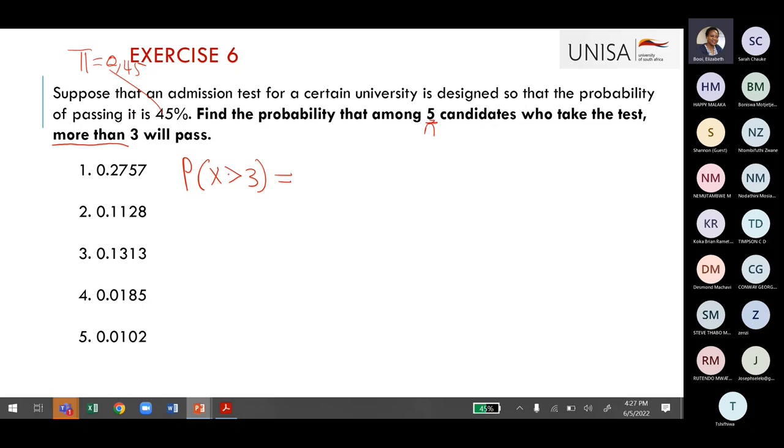If n is 5 and this says greater than 3, it means we need to find the probability that x is 4 plus the probability that x is 5. With binomial distribution, it's easy to use the table because we know that our n and the last value correspond to one another. So you just go to the table where n is 5, pi is 0.45, and find the answer.